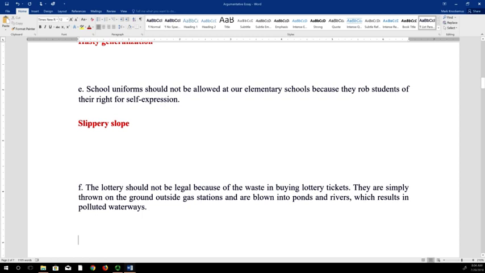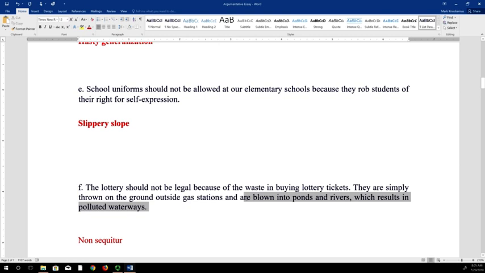So then the last one, the lottery should not be legal because of the waste in buying lottery tickets. They're simply thrown on the ground outside gas stations and are blown into ponds and rivers, which results in polluted waterways. Now, this is a perfect example of a non sequitur. What happens with a non sequitur is you bring in an idea which everybody would agree with. Yeah, when people have a losing lottery ticket, they just drop it and throw it on the ground. Pollution is bad. But we need to eliminate this fallacy. How can we do this?